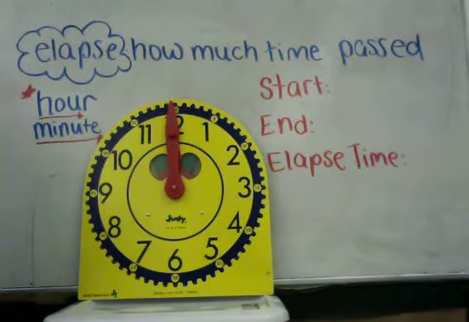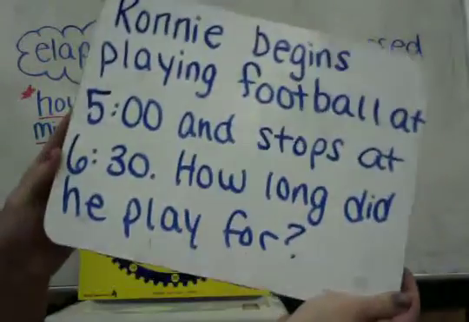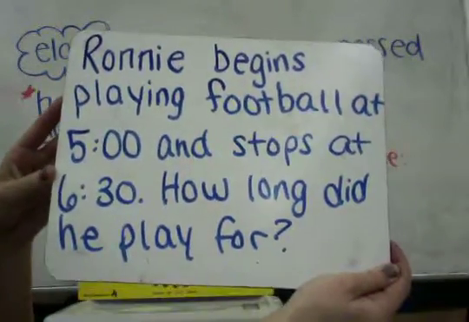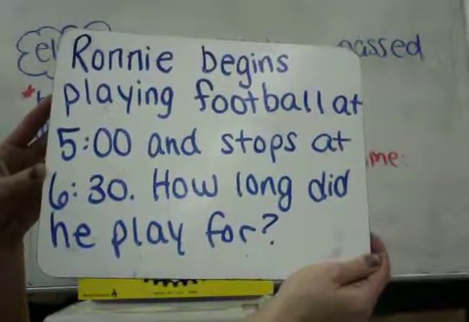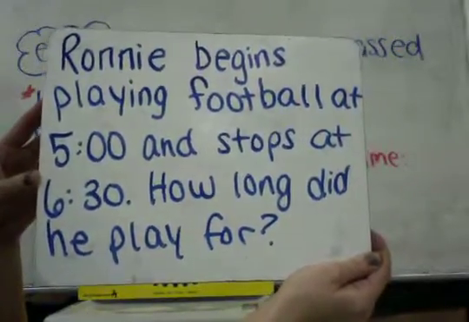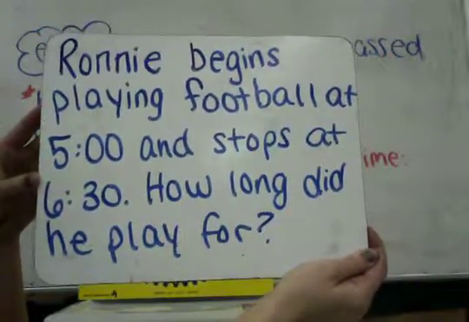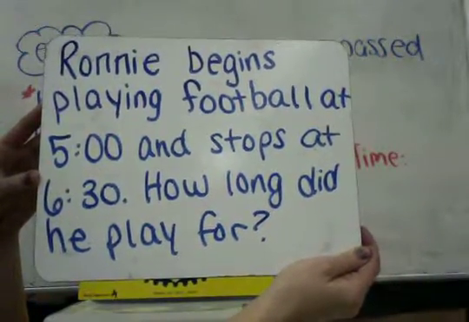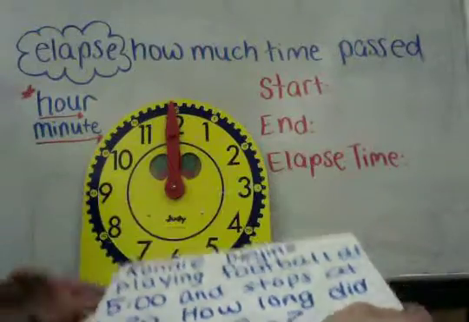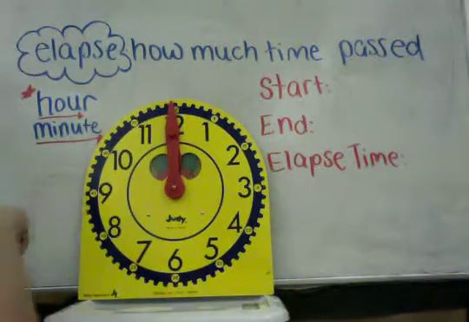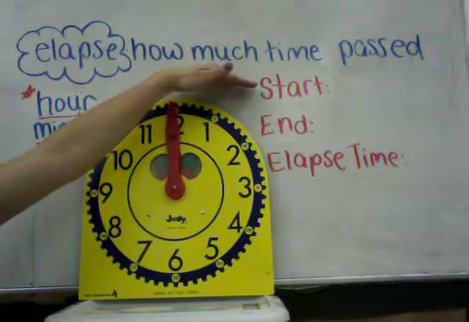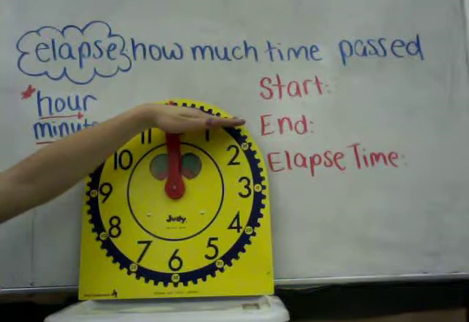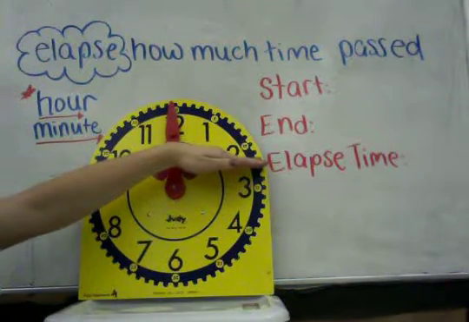Let's get started. We are going to be starting with Ronnie. Ronnie begins playing football at 5 o'clock and stops at 6:30. How long did he play for? Good question. So when we're working with elapsed time, we need to remember that first we need to understand what time are we starting at, what time are we ending at, to figure out how much time has passed.